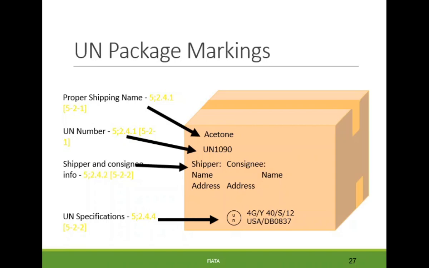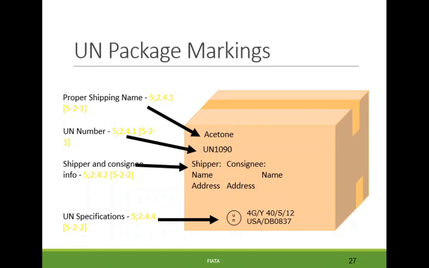It must have a United Nations substance identification number. Here the arrow points to UN 1090. The package must have the shipper's name and address. The package must also have the consignee's name and address. And then lastly, the package must have the United Nations specification code, which is at the bottom.